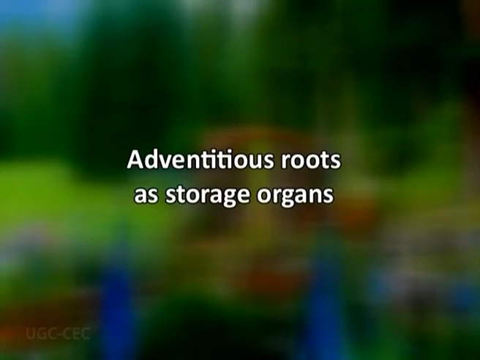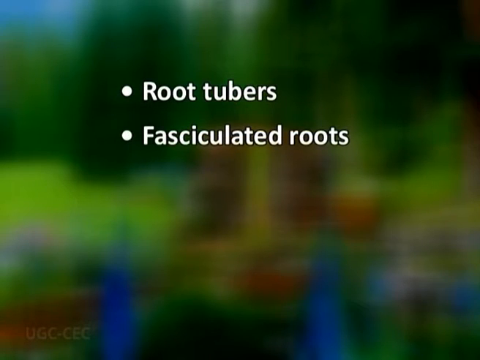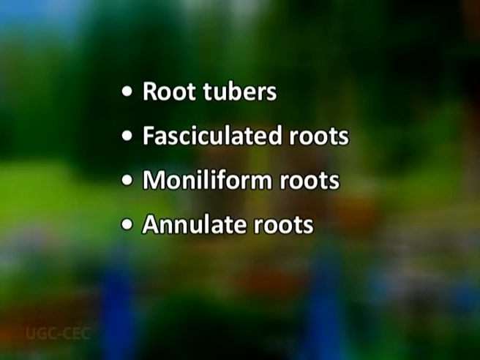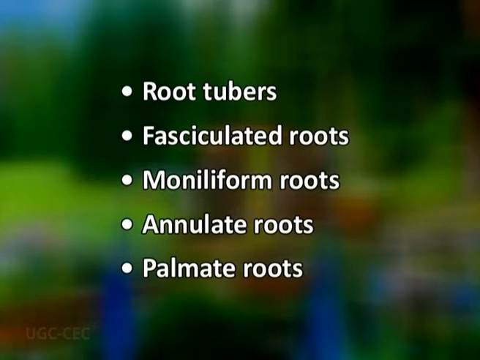Various modifications of adventitious roots. Adventitious roots as storage organs. The adventitious roots of some plants become modified to act as storage organs. They store food and water. As a result, the root or a portion of it becomes enlarged and fleshy. Such roots are called fleshy or storage roots. They assume various kinds of shapes and sizes and are accordingly classified or named. Some kinds of fleshy roots are root tubers, fasciculated roots, moniliform roots, annulate roots, and palmate roots.